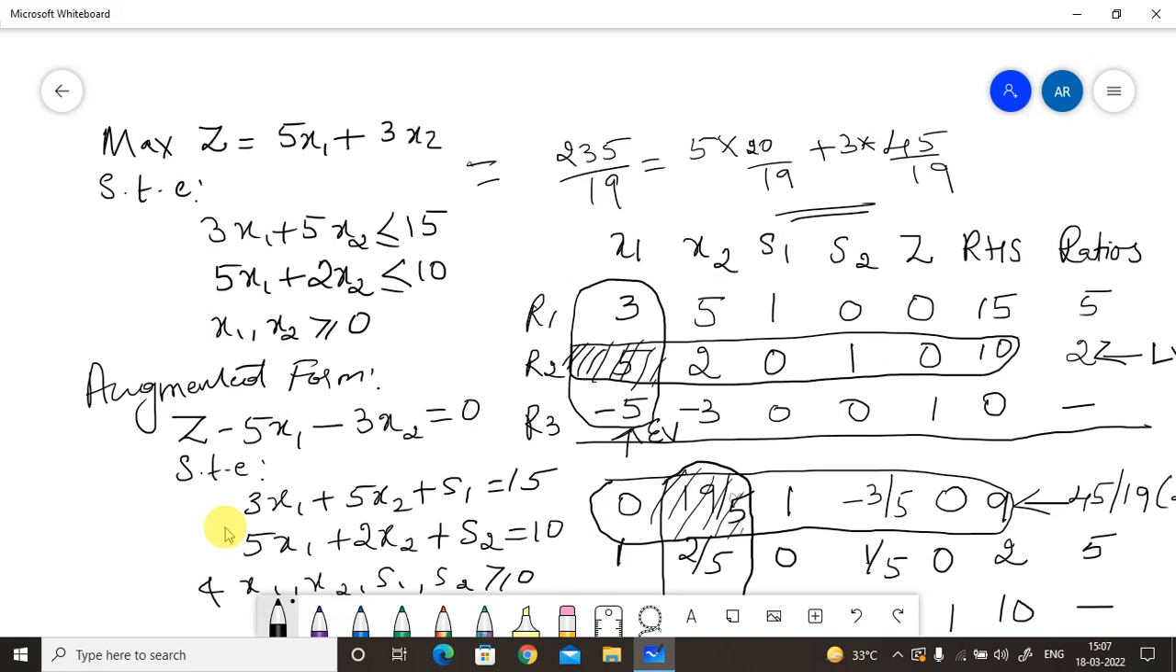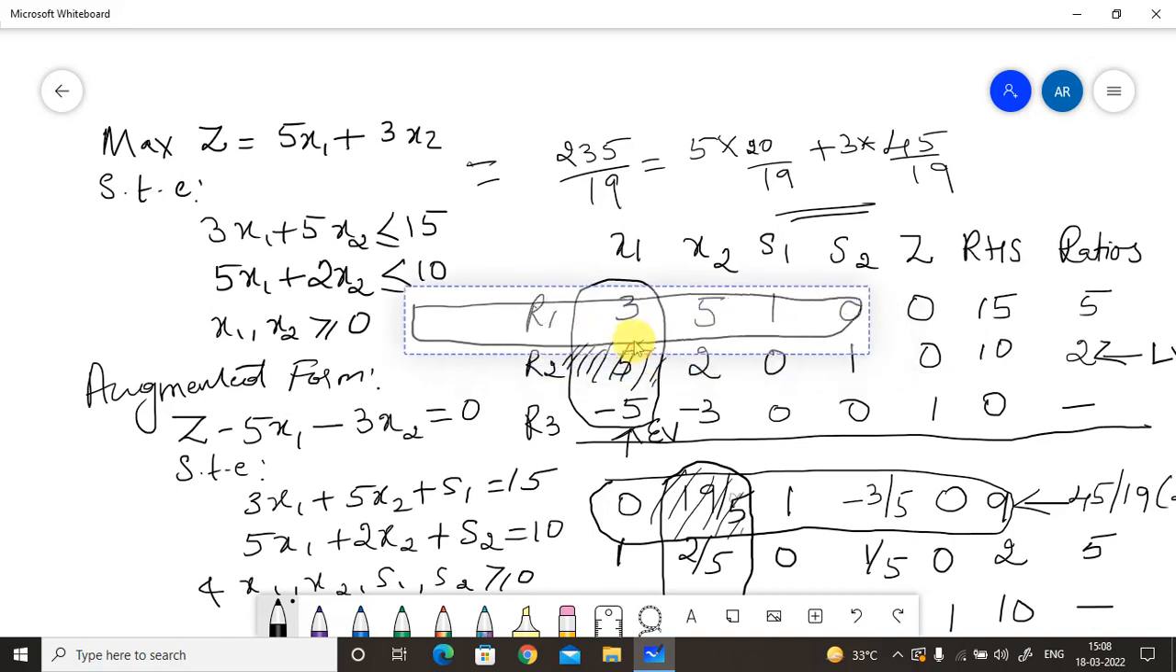So if you do 5 into 20 by 19, you can easily understand that. If you just multiply that, 5 into 20 by 19 is 100 by 19, and then you just multiply 45 by 3 and divide by 19. If you add these two values, you will get the answer as 235 by 19. So the LHS will be equal to RHS. That means the max value is 235 by 19 at x1 equal to 20 by 19 and x2 equal to 45 by 19.